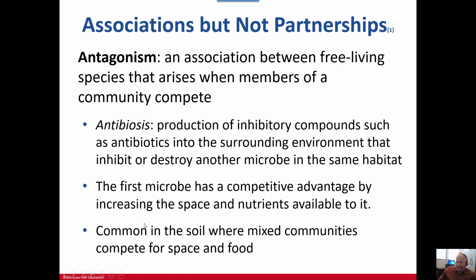Antagonism is an association between free-living species that arises when members of the community compete. Antibiosis is the production of inhibitory compounds, such as antibiotics, that destroy other microbes in the surroundings. So these are ones that tend to be little pigs, and they exclude others from growing anywhere near them in the environment. This is common in soil or mixed communities, where everything is about competing for various resources and space.